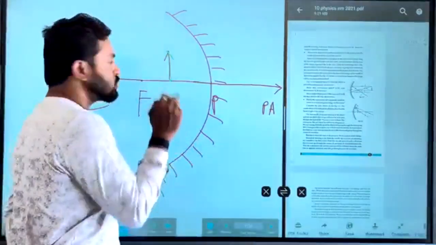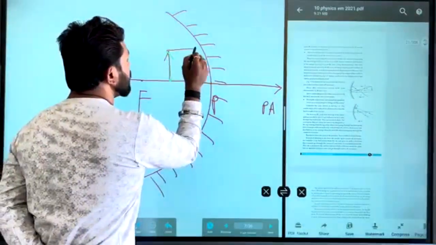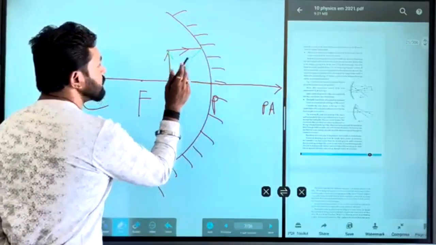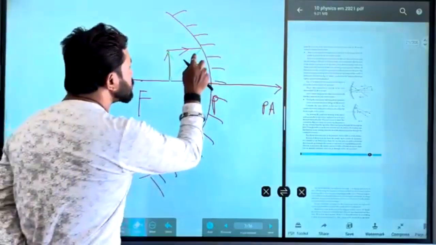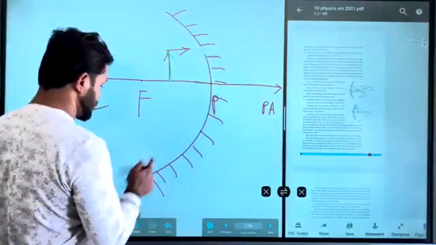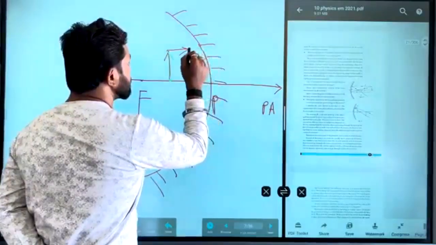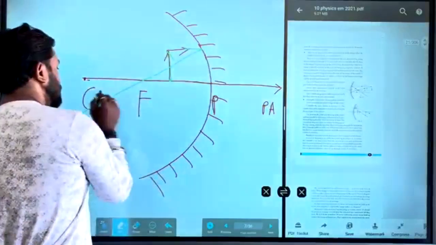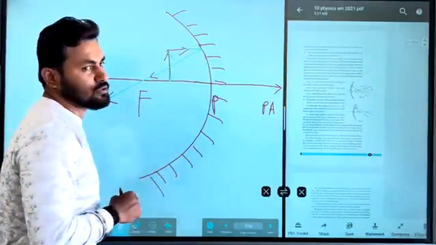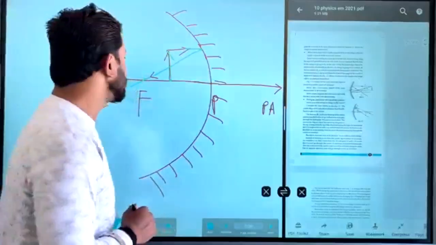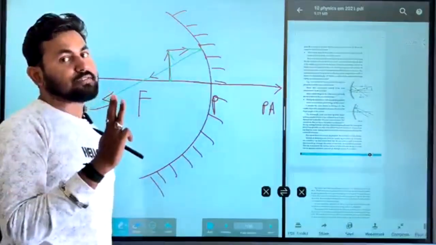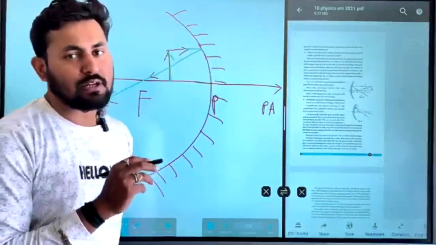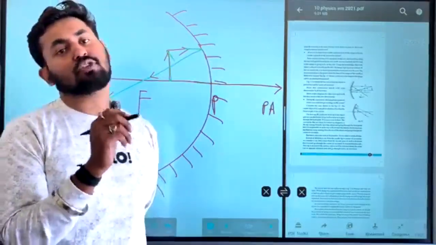Now, the first rule says that an incident ray coming from infinity, after striking the mirror, will pass through focus. Let me correct this. It will pass through focus like this. It is passing through focus. Now the third rule that we have, very important. You have to draw it with pencil very carefully so that your image formation will be accurate.